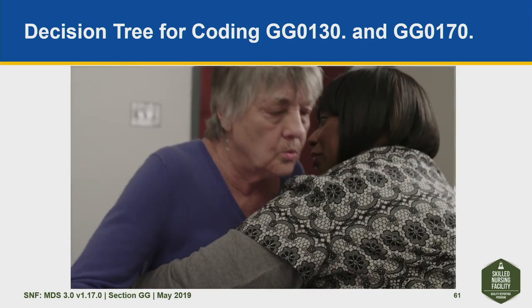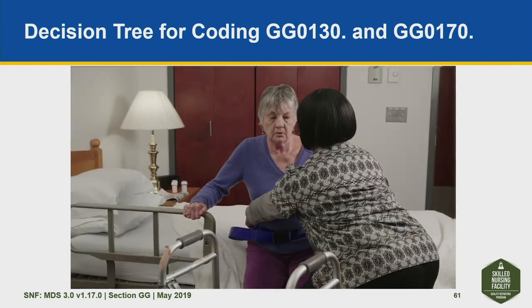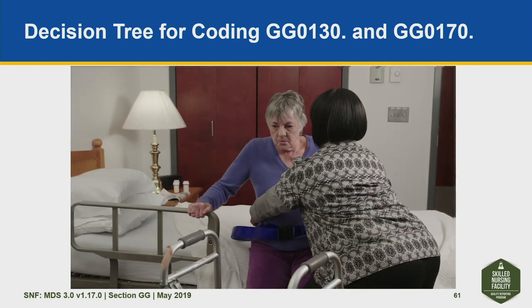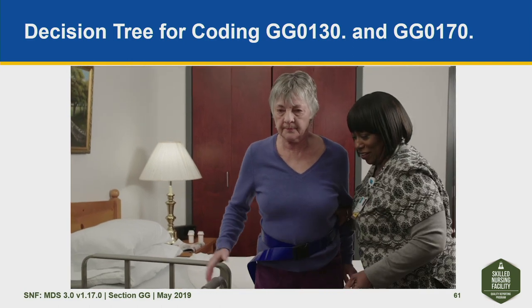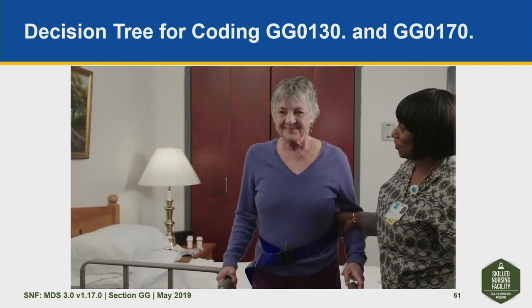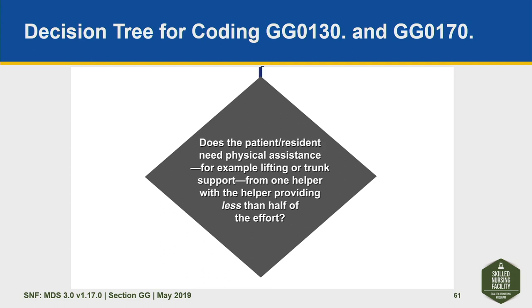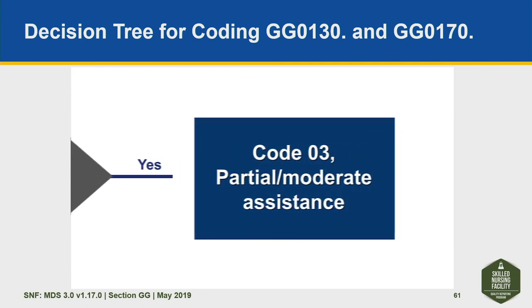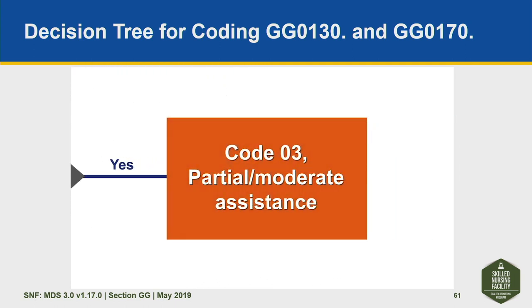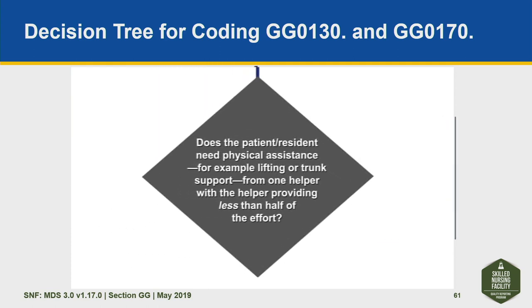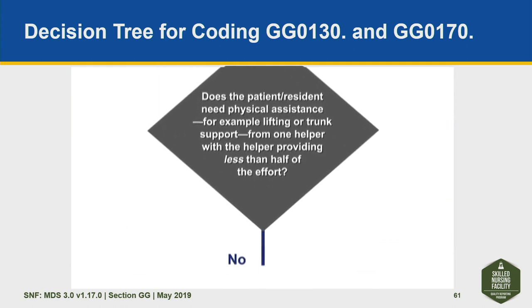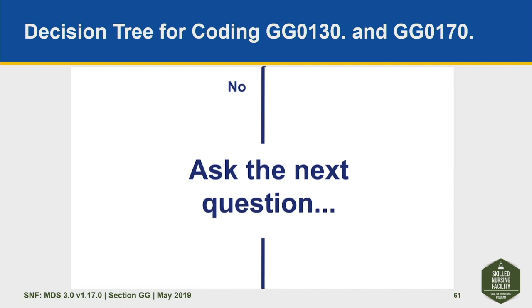Then, while holding Mrs. Jones, the helper provides a slight upward boost using the gait belt. Mrs. Jones, who is bearing most of the weight, rises safely to a standing position. In this example, Mrs. Jones needs physical assistance with the helper providing less than half of the effort. So you would code this 03, partial, moderate assistance. If, however, the answer to this question is no, the patient or resident requires more than partial, moderate assistance to complete the activity, proceed to the next question.